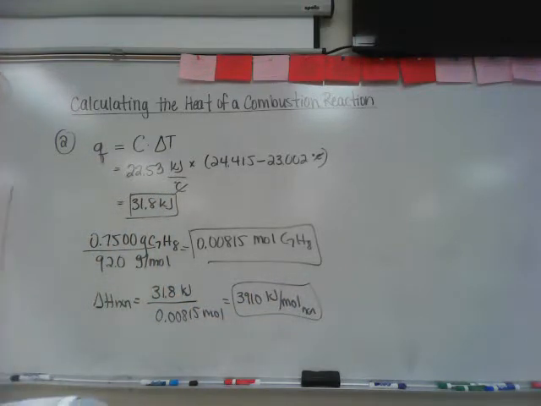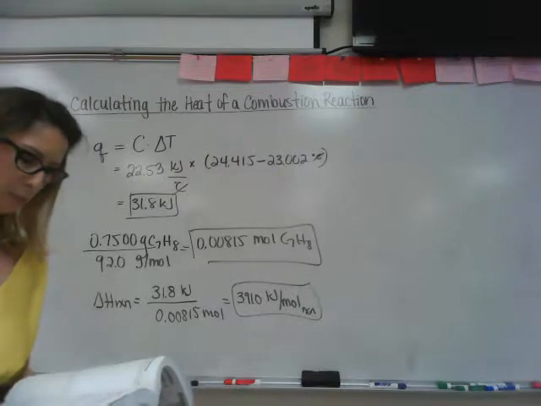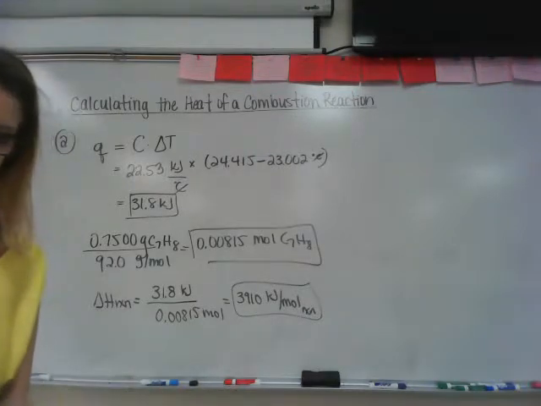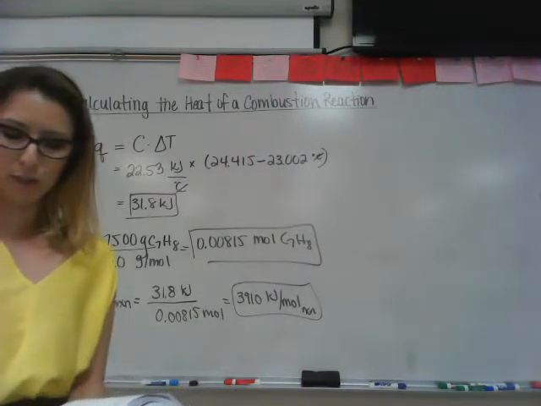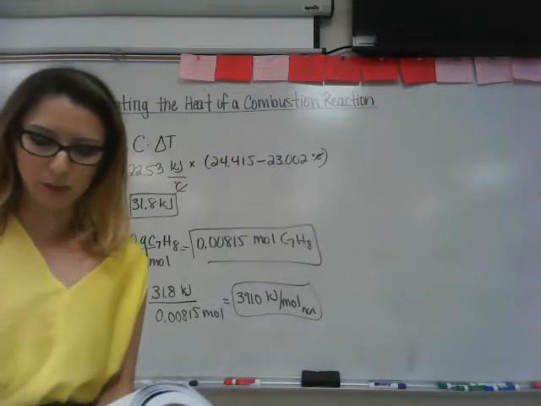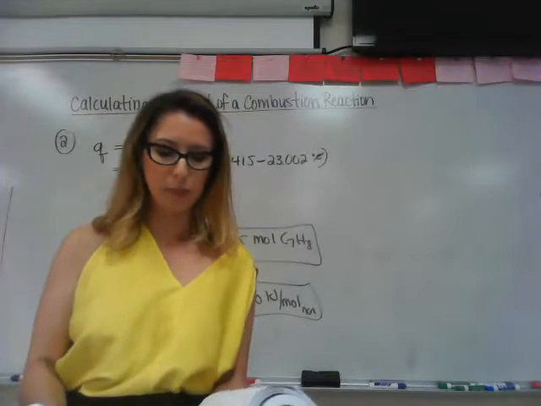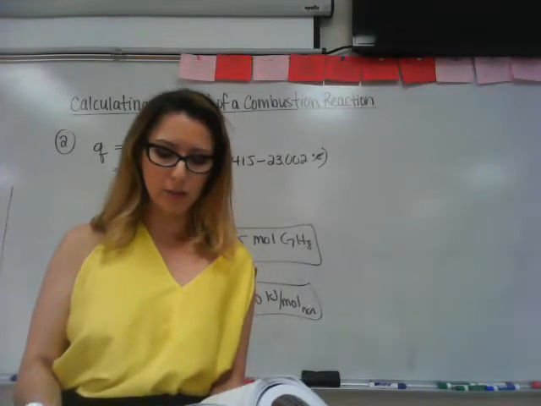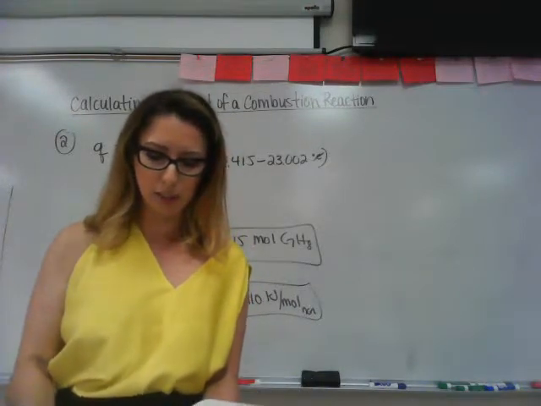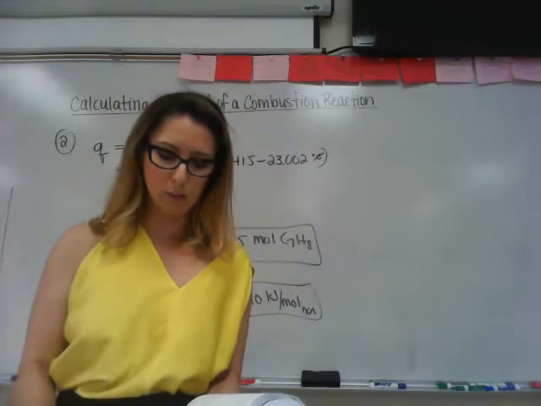Okay. Last problem, problem number 3. A standard calibration reaction is used to determine the heat capacity of a bomb calorimeter. The temperature increases by 1.275 degrees C because of the input of 14,580 joules of energy. What's the heat capacity of the calorimeter?